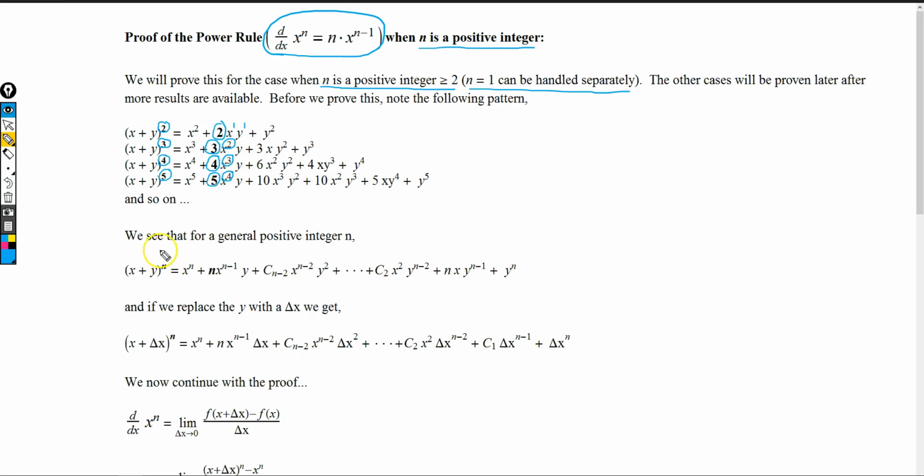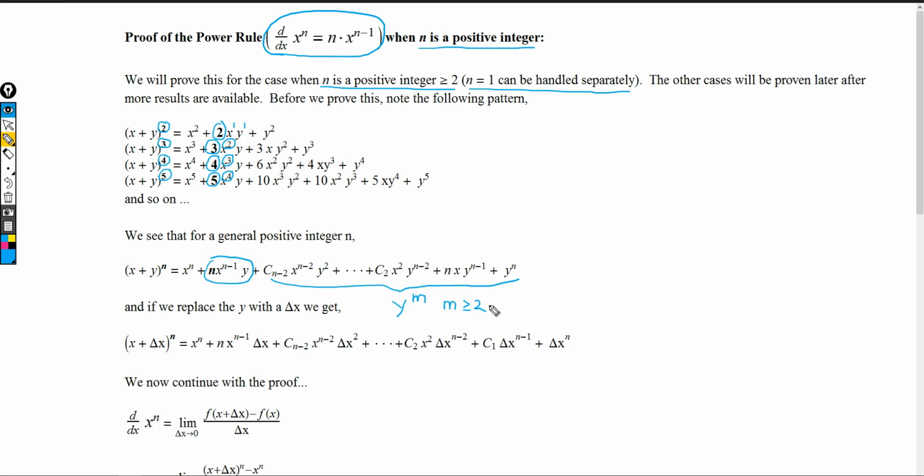Alright, now in general, if we look at x plus y to the nth power, you're going to get x to the nth power. That's the very first term, being raised to the nth power. And then just like we did up here, you're going to have an n times x to the n minus 1 times y to the 1 power. And then all of these other terms out here are just going to be higher powers of y. They're going to be y raised to some power m, where m is bigger than or equal to 2.